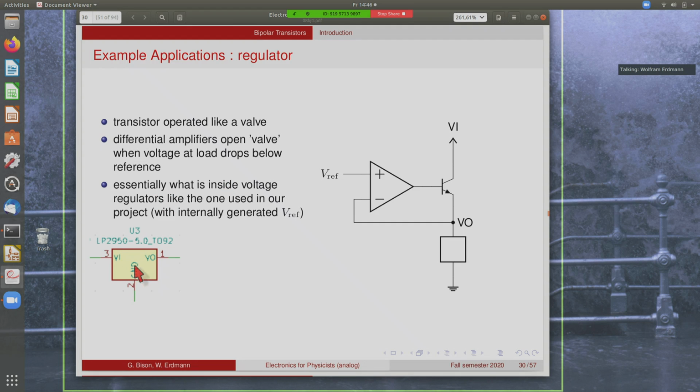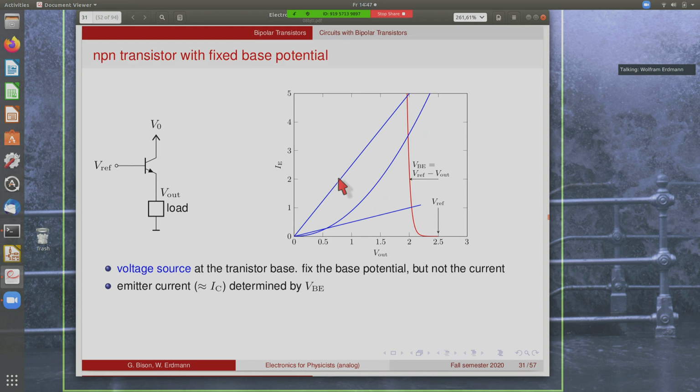So these package regulators typically have the reference already built inside. So that would be like this part here plus the internal reference. One can do something similar without this amplifier even. To see that, we now look at an NPN transistor with a fixed base potential. So we have a similar situation like before, but we're not feeding a constant current into the base, but we hold it at a constant voltage.